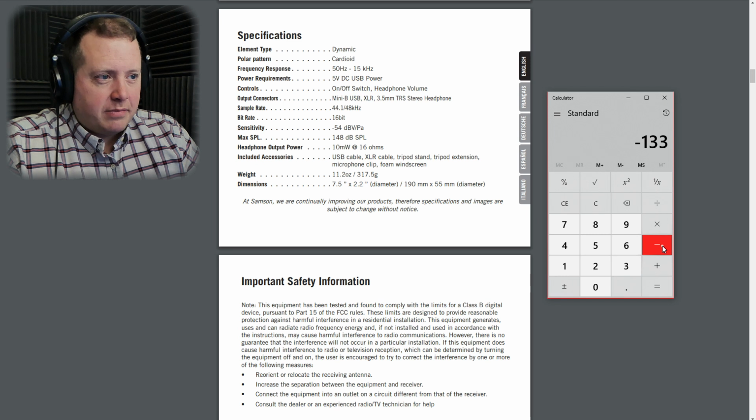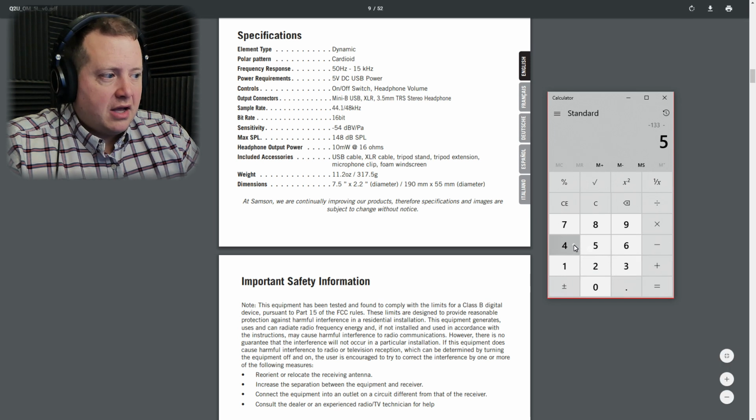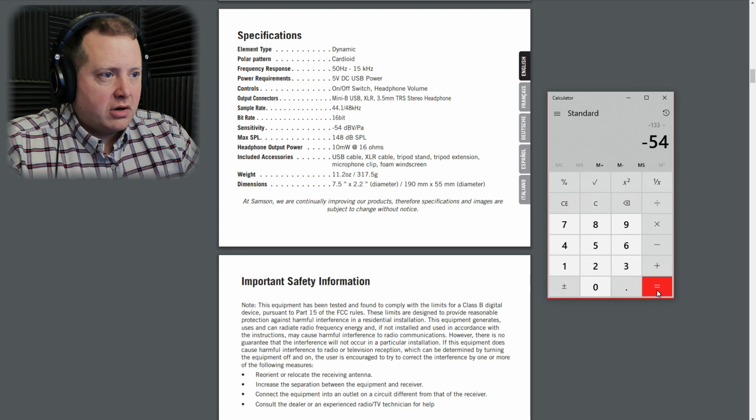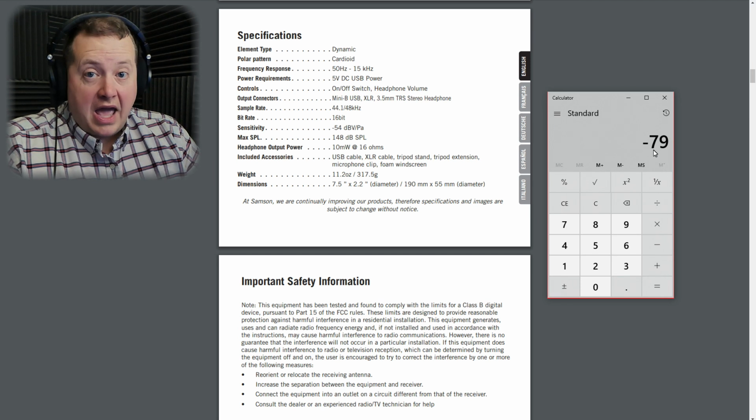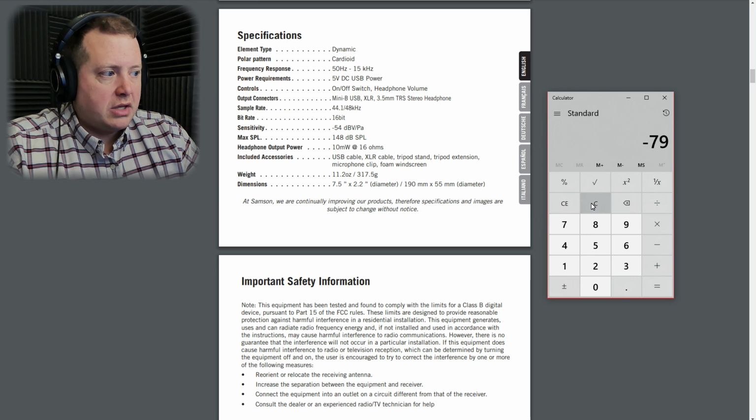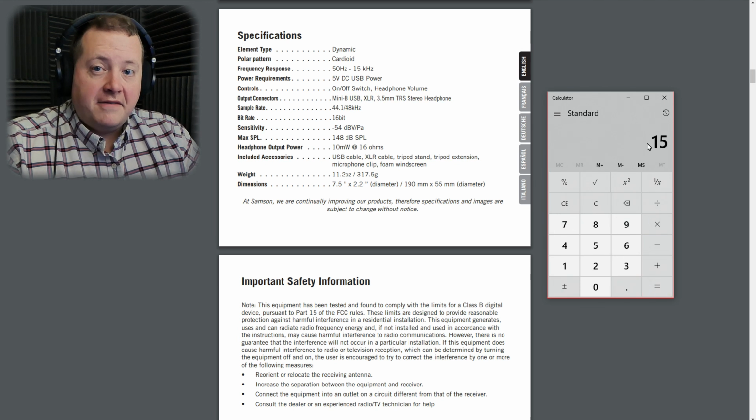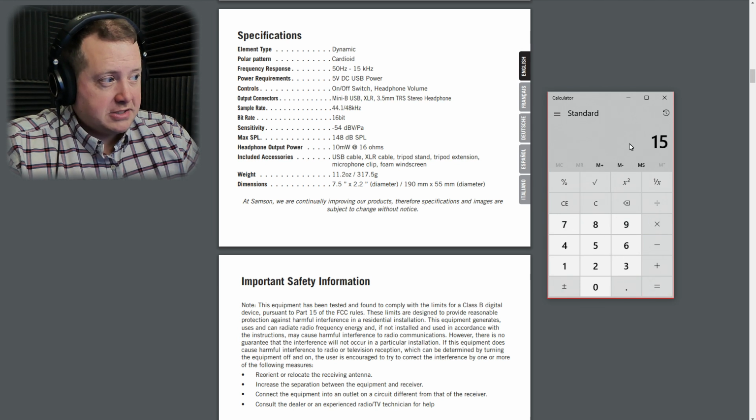Let's subtract from that the sensitivity of negative 54 dB, creating a signal to noise ratio of 79 decibels. Now we know that 79 decibels is basically 79 at 94 decibels, so we can easily plug this in by saying 94 decibels minus 79 equals 15 dB of self noise.